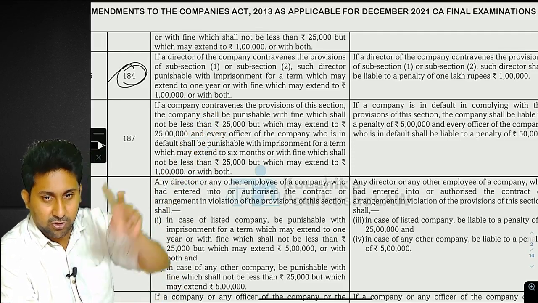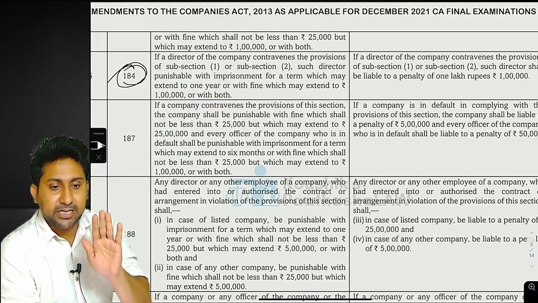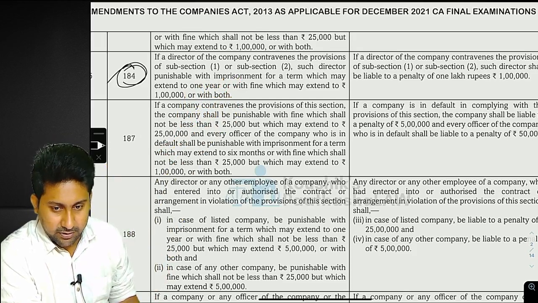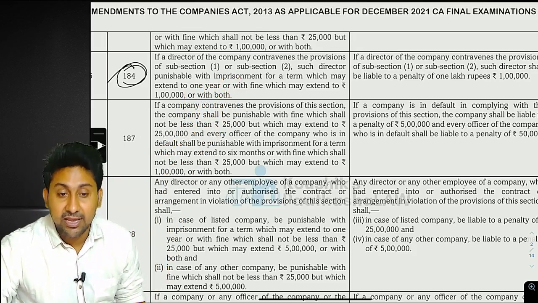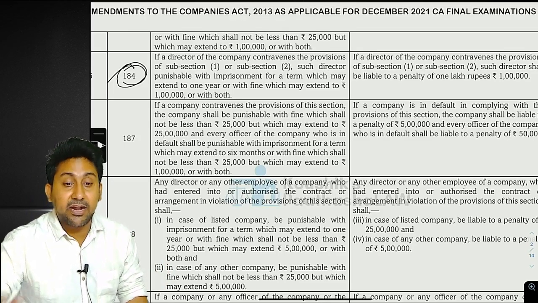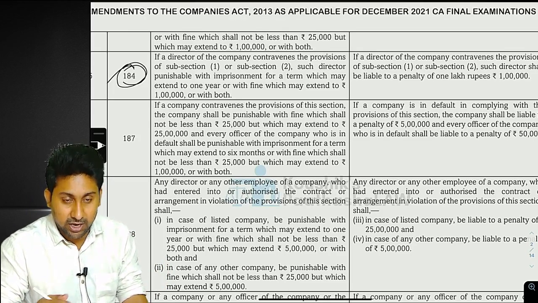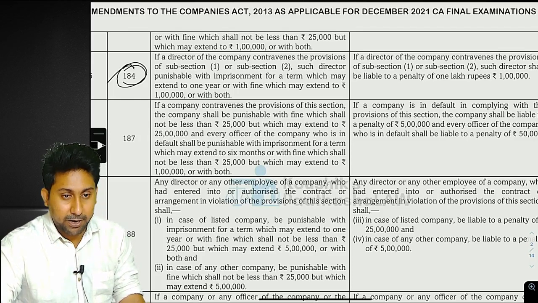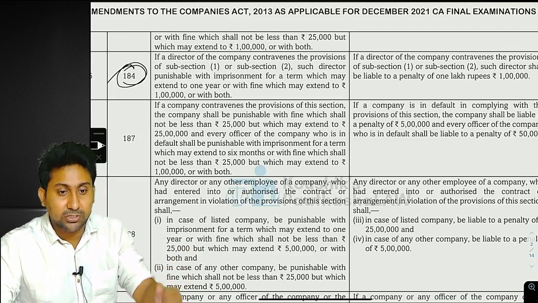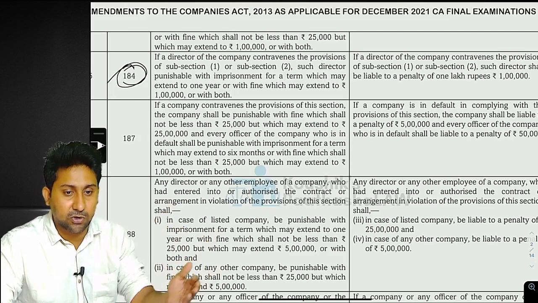There are two types of disclosure: subsection 1 and subsection 2. Subsection 1 talks of a general disclosure. Every director of a company has to make three types of disclosure. The first disclosure: renewal, modified.